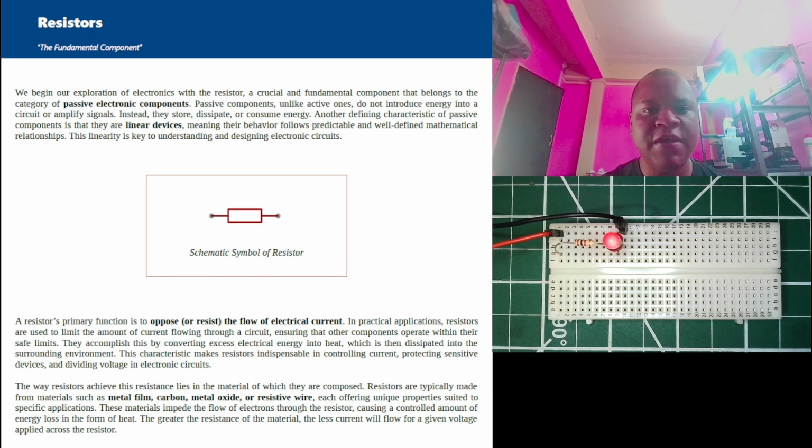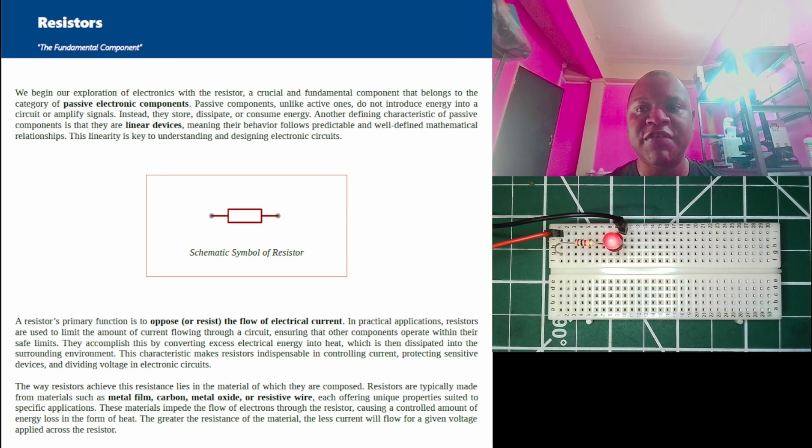So welcome guys. We are going to actually be starting the course talking about the most fundamental component in electronics, resistors, right? And resistors belong to a component class we call passive electronic components. And passive components, unlike active ones, don't introduce any energy into a circuit or amplify signals. Instead, what they do is they store, they dissipate, or they consume energy.